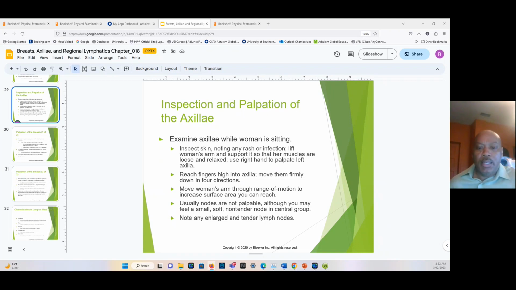Also, we move the woman's arm through range of motion to increase the surface area that you can reach. The lymph nodes are not palpable, although you may feel a small, soft, non-tender node in the central group. And of course, if there are any enlarged or tender lymph nodes, that is something that we should make a note of and also report as an abnormal finding.